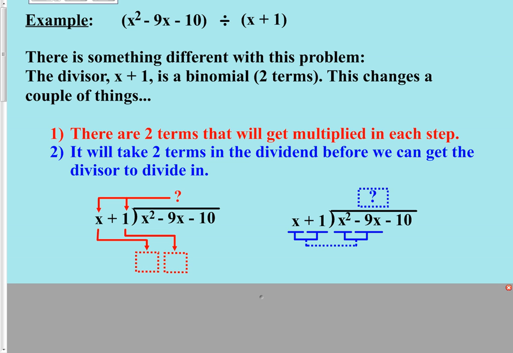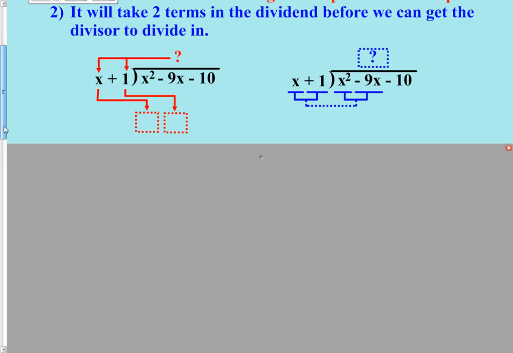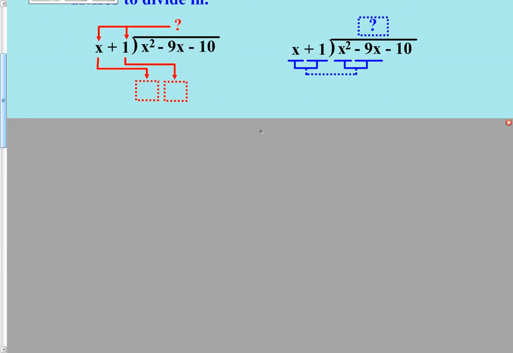Okay, and the blue point said it's going to take 2 terms in the dividend before you can get the divisor to divide in. True enough, x plus 1, that's 2 terms. So when it comes time to divide into the dividend, it's going to take 2 terms worth of space. That means the first value that we write on top of the division symbol is going to be over the second term of the dividend, which in this case is the negative 9x. Now, it sounds a little complicated, but I promise you it's not quite that bad.